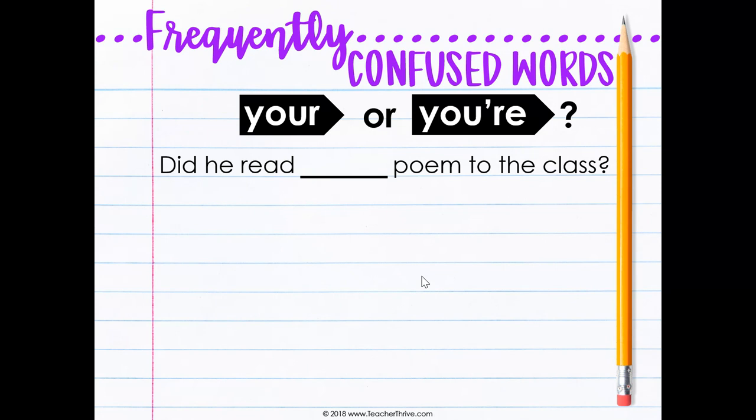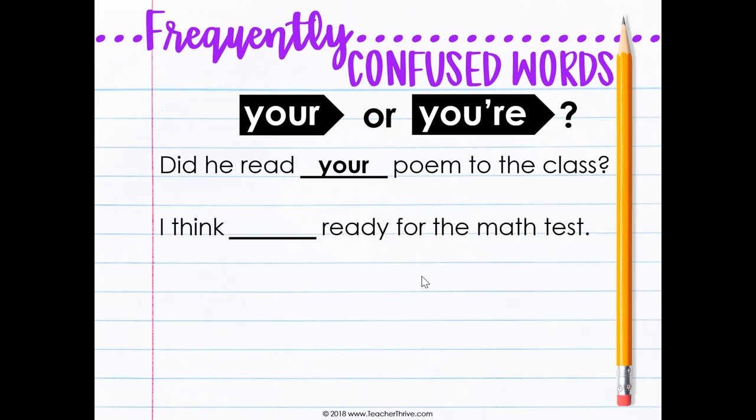Okay. It's YOUR. If it was YOU apostrophe RE, it would say, did he read you are poem to the class? Does that make sense? No. So it's YOUR. I think you're ready for the math test. Apostrophe RE, good, because it would say, I think you are ready for the math test. Good.